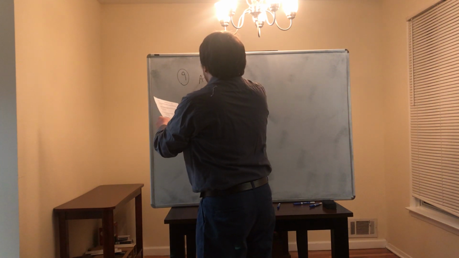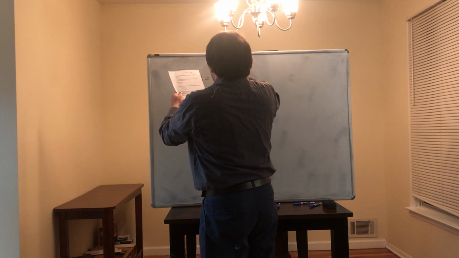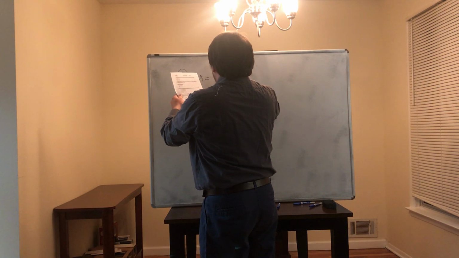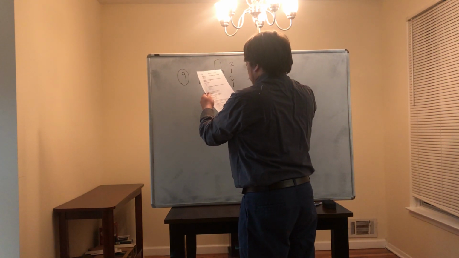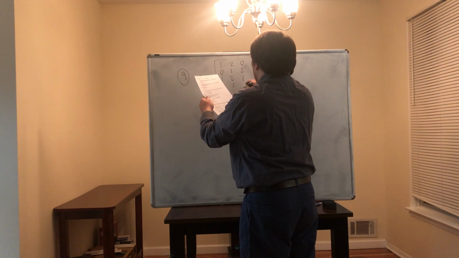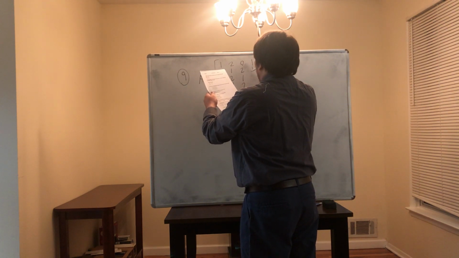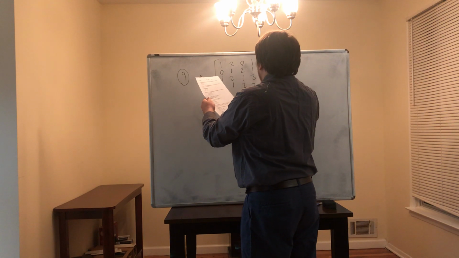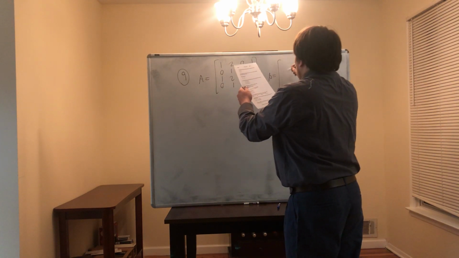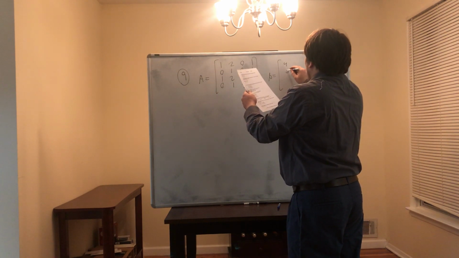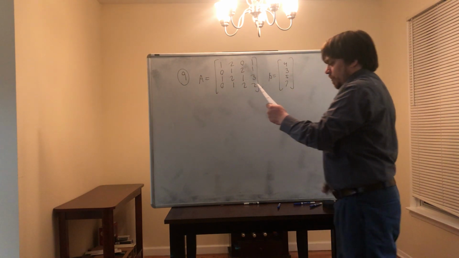Okay, so A is equal to: the first column is 1, 0, 1, 0. The second column is 2, 1, 2, 1. The third column is 0, 2, 1, 2. And the fourth column is 1, 1, 3, 2. That's matrix A. The matrix B is the column vector 4, 3, 5, 7.